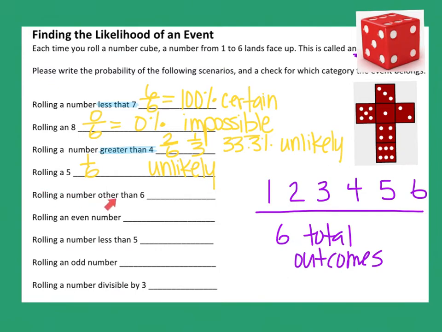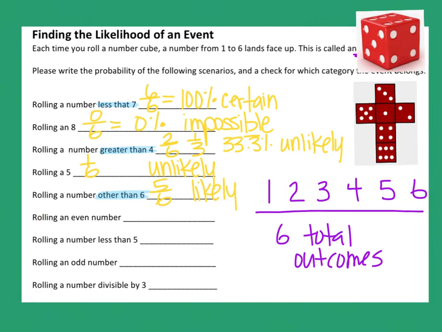The next one says rolling a number other than 6. So again, we have some specific wording right here we need to pay careful attention to. Other than 6. When I look at this list, I've got 1, 2, 3, 4, 5. These are all the numbers that are not a 6. So there's 5 of them out of the total of 6. So my fraction would be 5 out of 6. Again, that's not a real common fraction, so I'm going to leave the percent off. This time, it is definitely over half, so this one would be likely because it's over 50%.